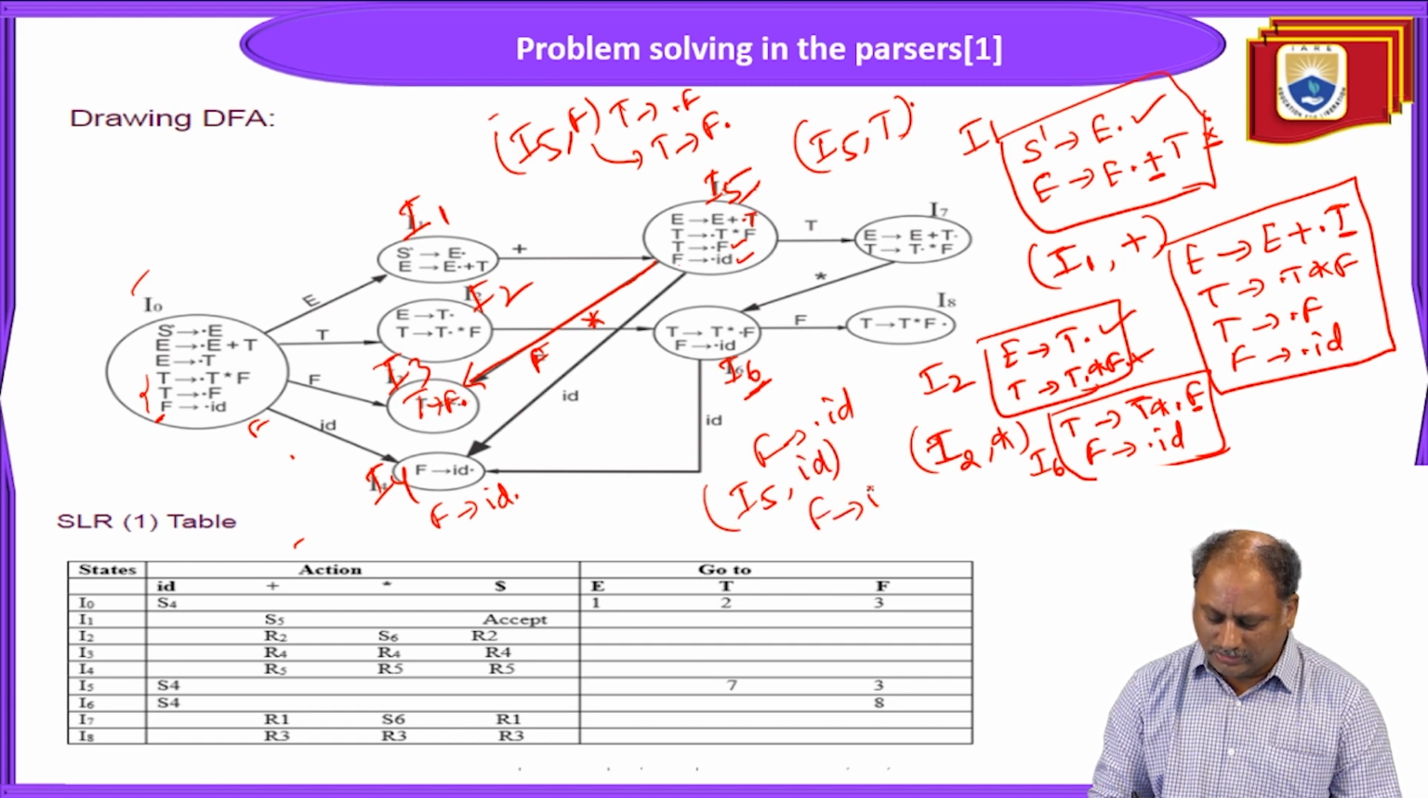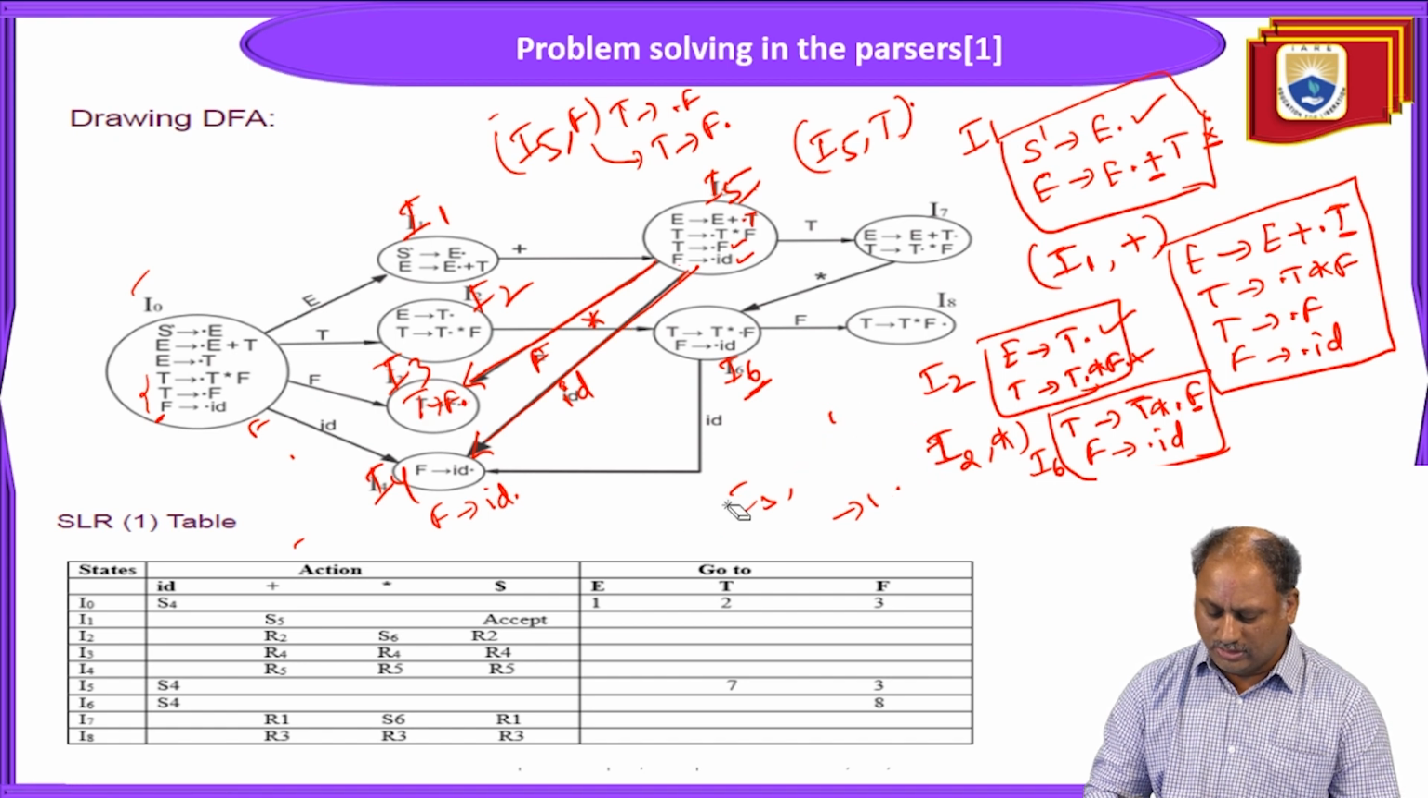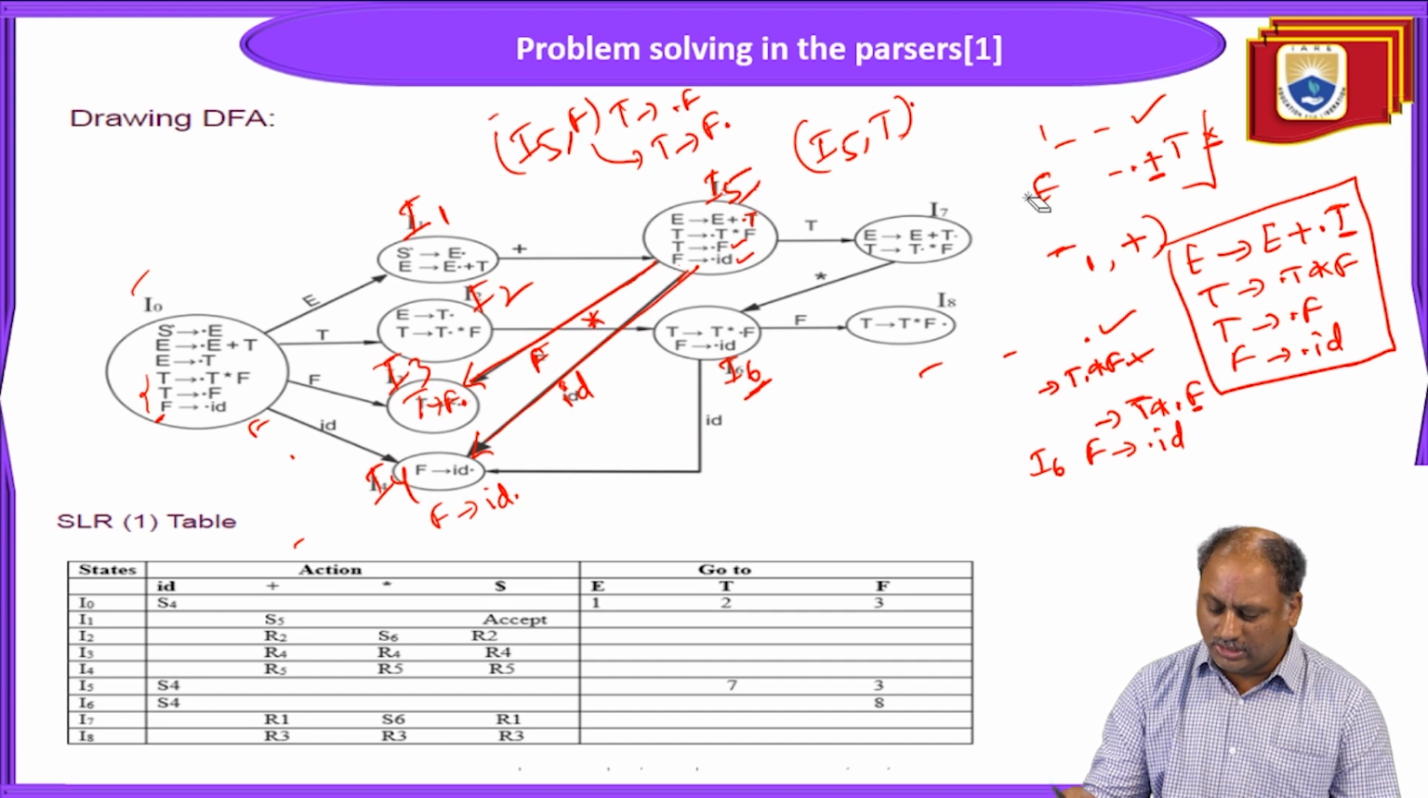What we are getting is F derives ID dot. So F derives ID dot is already available in I4 state, so that's why you make a transition to I4. Verify whether the previous states contain the same list or not. If not, we can make it a separate state. If it already exists, then we simply make a transition of this graph from this state to this state, and make this label ID. So like this, the I6 and I5 states are completed.